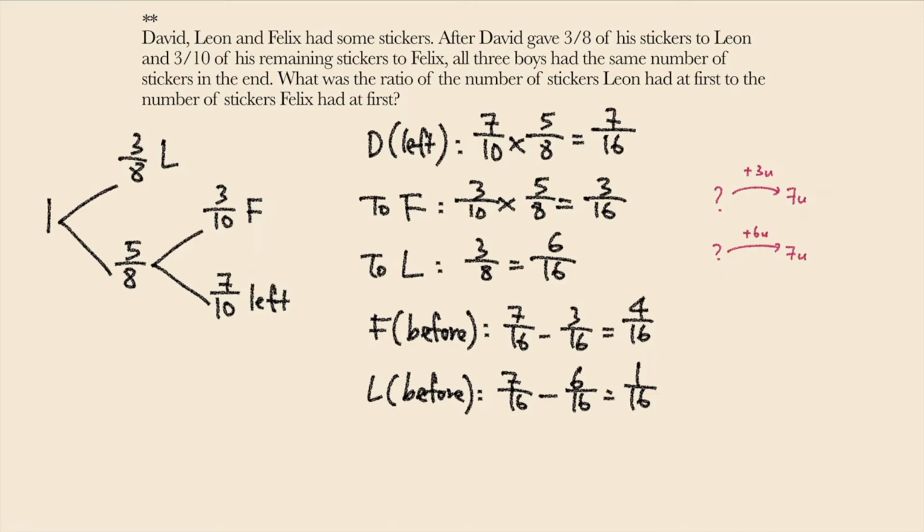Well, we're going to read the question requirement. Ratio of L at first to F at first. Well, L at first would be 1, F at first would be 4. The ratio is hence 1:4.